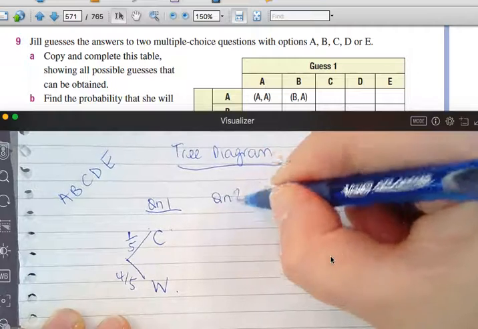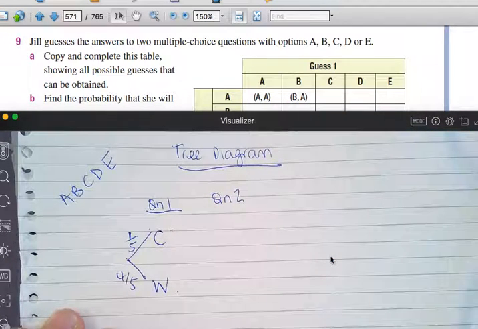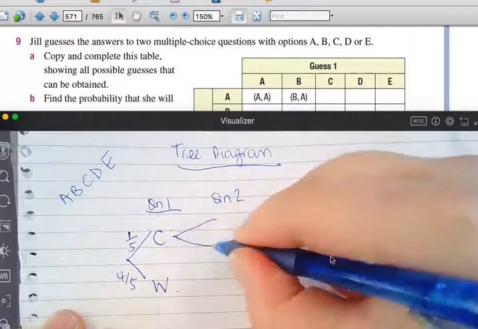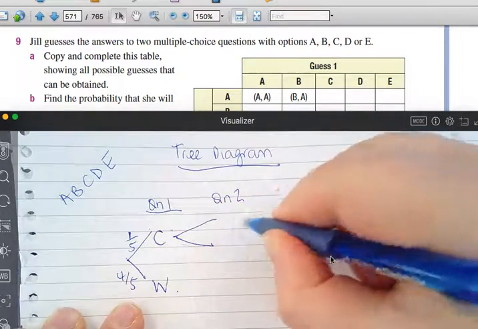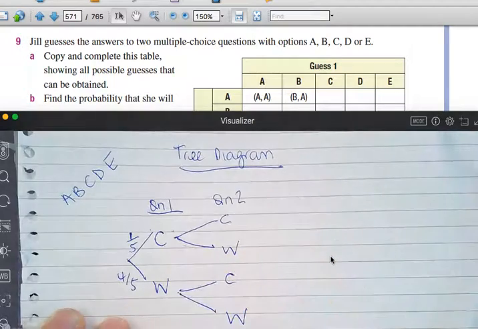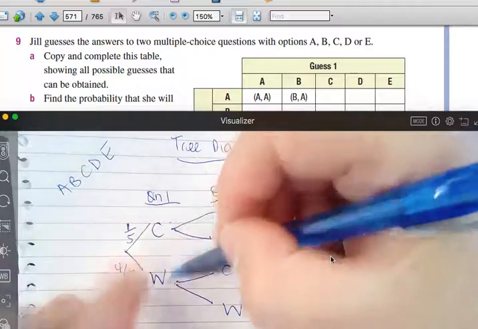Question 2. So girls, it doesn't matter whether you got question 1 right or wrong. You could still get question 2 right or wrong. So from here, we continue on our tree. Correct and wrong. Correct and wrong. All right, so this is my tree diagram. First question could be correct or wrong.